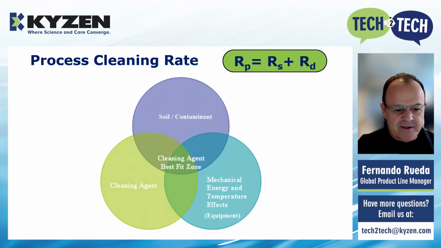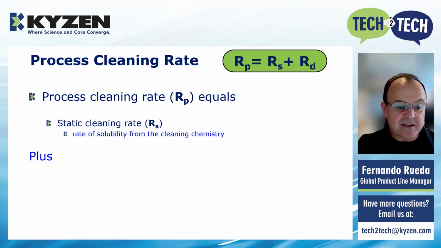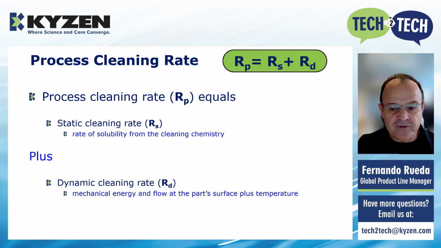So the process cleaning rate, we are basically going to try to find the ideal common point between the mechanical forces, the cleaning product, the chemistry, and the contaminant that we're cleaning. So the process cleaning rate is the static cleaning rate, which is basically anything that applies to the chemistry, plus the dynamic cleaning rate, which is the mechanical energy or impingement that the equipment brings, and also the temperature that we apply.